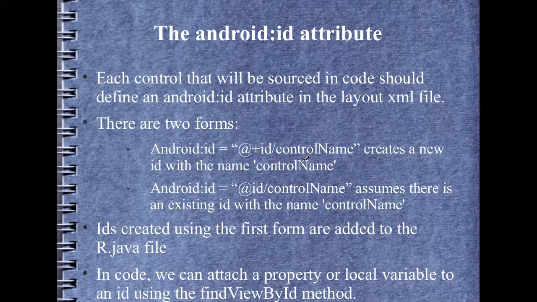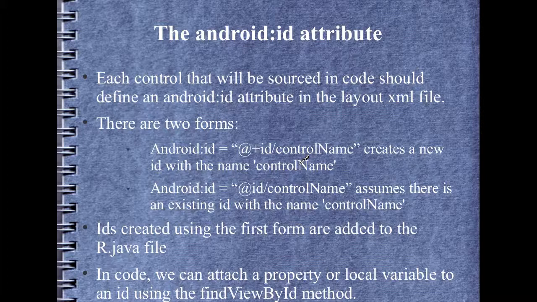Okay, so in an activity, in the XML file, we have a number of attributes. And the most important one, if we want to use a control or source it in our activity code, it needs to define an android:id attribute in its layout XML file. There's going to be two forms. One has a plus before ID, and one has no plus before ID. It's just @id. Plus will create that ID if it doesn't exist. Without the plus, it assumes there is already an existing ID with that name. Always use the plus form.